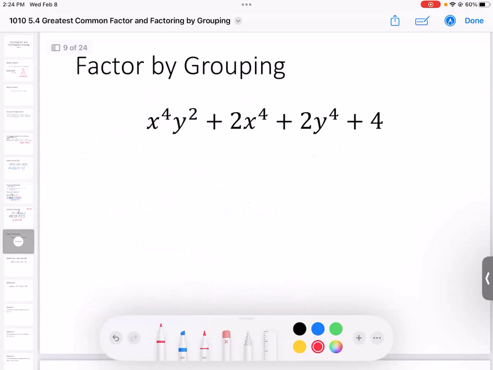Okay, do you guys feel ready to try an example on your own? Okay, this one had a typo. I think this should be a y squared, not a y to the 4th.